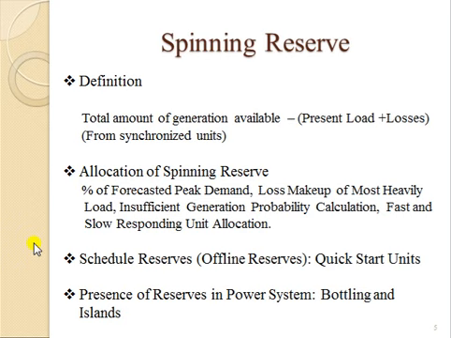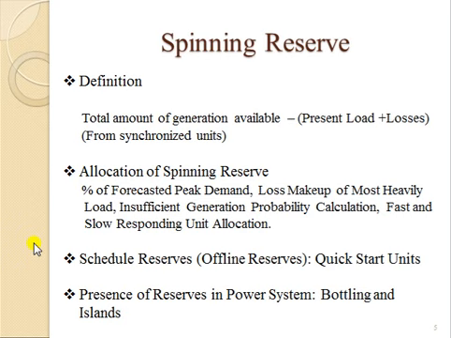Then it is to be ensured that some spinning reserve is available, which will ensure the frequency stability of the grid. So that is why I said at the start of this explanation of spinning reserve, this is one of the very important ancillary services, because it is supporting nowadays for keeping your system frequency stable.